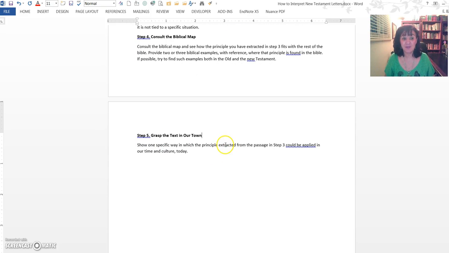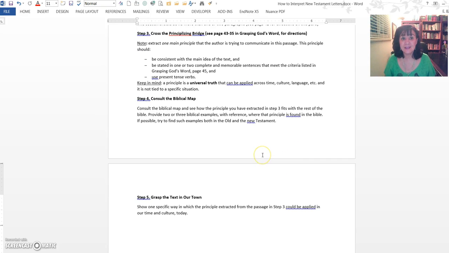So then here in step 5, you basically apply the principle to our town and show how the principle that we have extracted from this passage applies to our circumstances, to our generation, to our situation. And give 1 or 2 examples, no more than 2, where 1 should be sufficient at this point, where this principle that you have extracted would apply. So that's how you do this assignment.